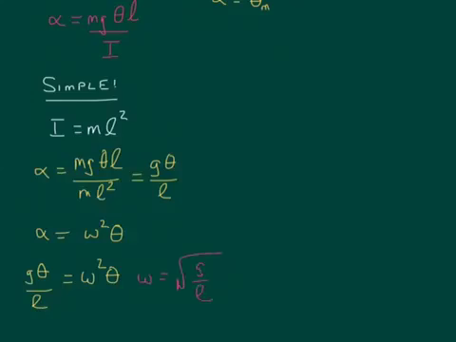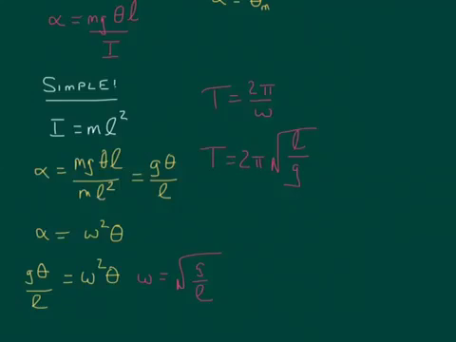over L. So what all this has been leading up to is another expression for the period of a simple pendulum. We know that T equals 2 pi over omega, so we can plug the omega that we just found in, and we can say that the period of a simple pendulum is 2 pi times the square root of the length of the pendulum over the acceleration due to gravity. Again, notice what's not in here.